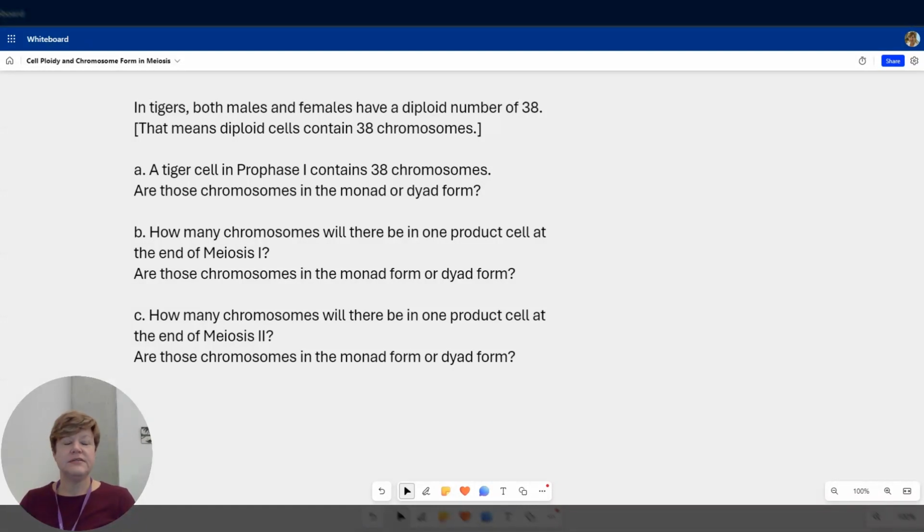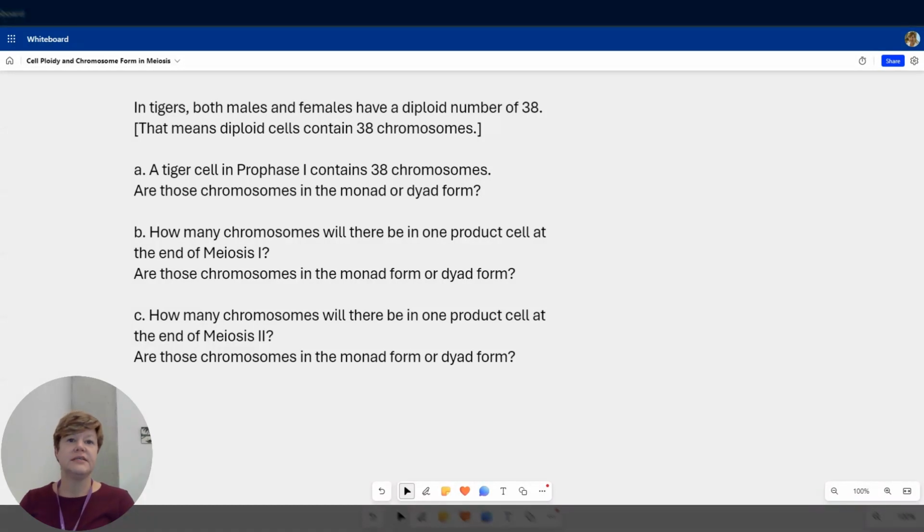Then the pattern is in meiosis 2, for each cell that goes through meiosis 2, those dyad chromosomes line up individually at the midline and the sister chromatids are pulled apart. So by the end of meiosis 2, each product cell has 19 chromosomes, so still a haploid cell, but the chromosomes are now in the monad form.